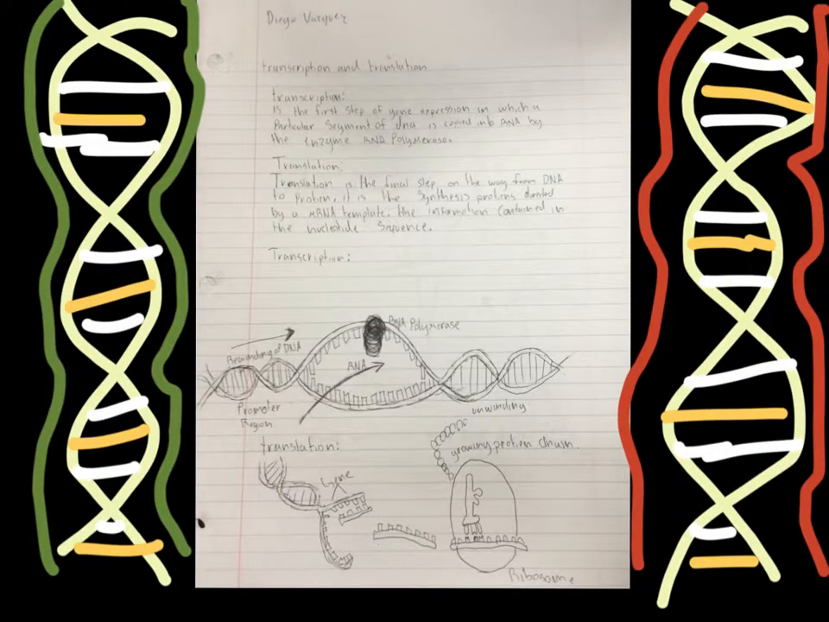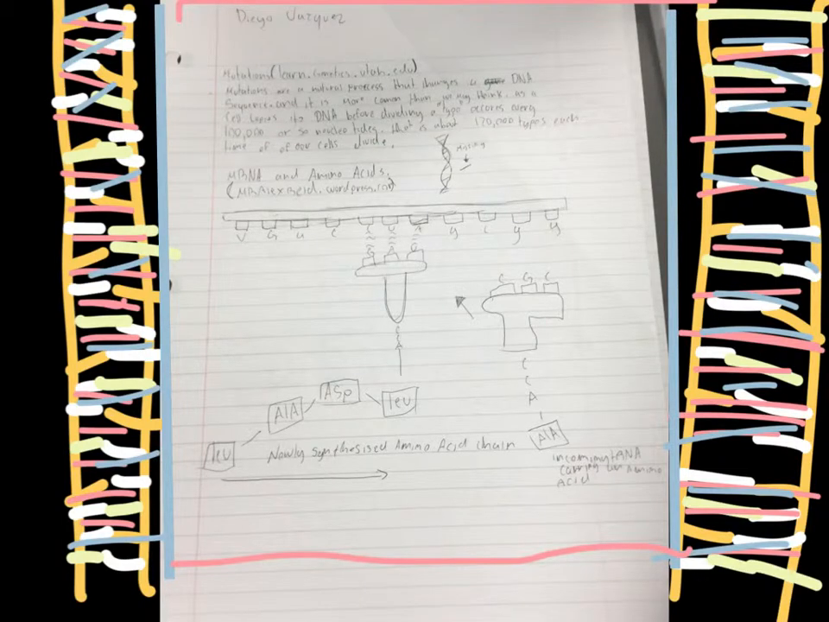Next one is about transcription and translation. Transcription is the first step of gene expression, and translation is the final step on the way to protein. It is the synthesis of proteins directed by an mRNA template. Transcription is right here. The DNA goes here, then the RNA comes in, so it spreads open, and it goes back to normal DNA. Translation is when the gene splits, and then the ribosome makes proteins, and here's the growing protein chain.